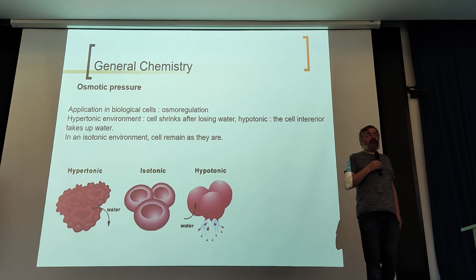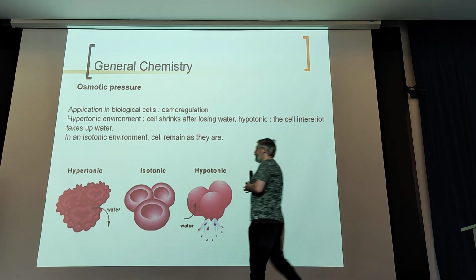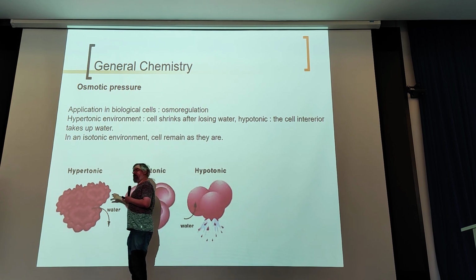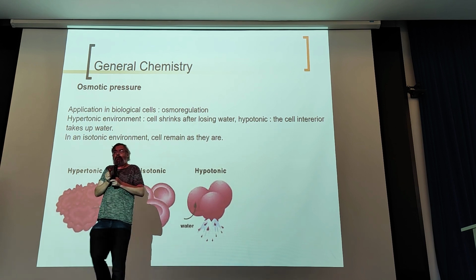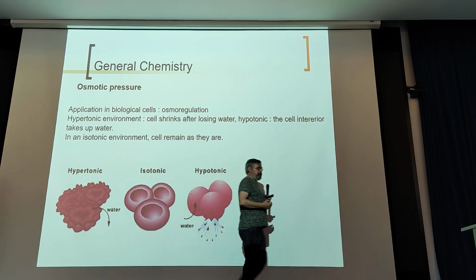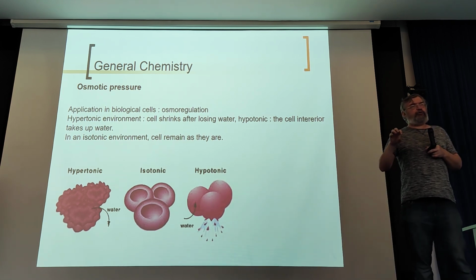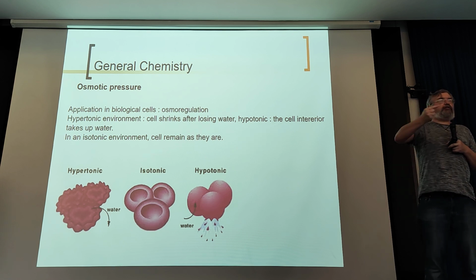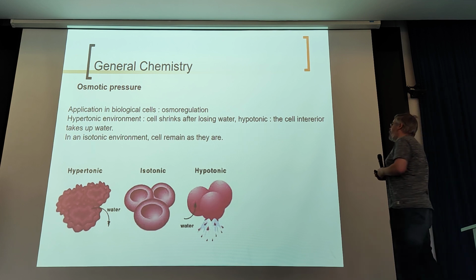So here we have red blood cells. In hypertonic environments, that means what is surrounding them contains more particles. So the solvent, water, goes out of the cells and the cells shrink. In the hypotonic, it's the inverse. The water that is surrounding doesn't contain so many particles, so the water goes into the cells and they are bloating. Then we have the isotonic.